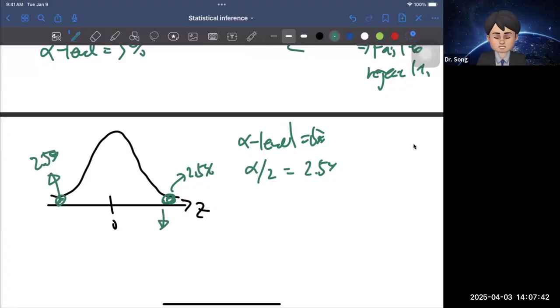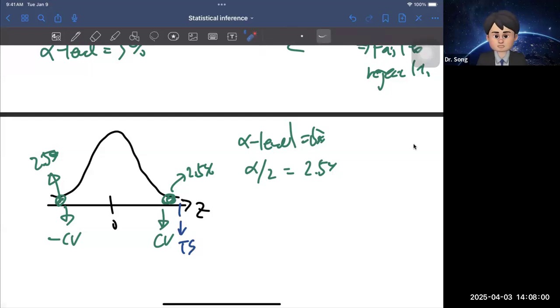Okay, and then you have two critical values. One is negative and the other one is positive. Of course, they are symmetric. Once you get one number, then the other one just has the opposite sign. What about the test statistic? Well, you're going to get one test statistic. So let's say that your test statistic is located here.